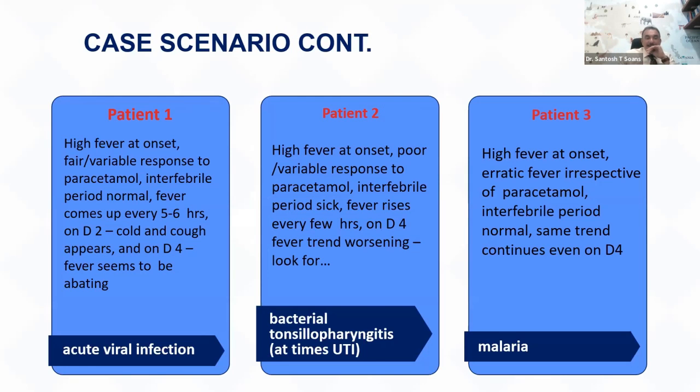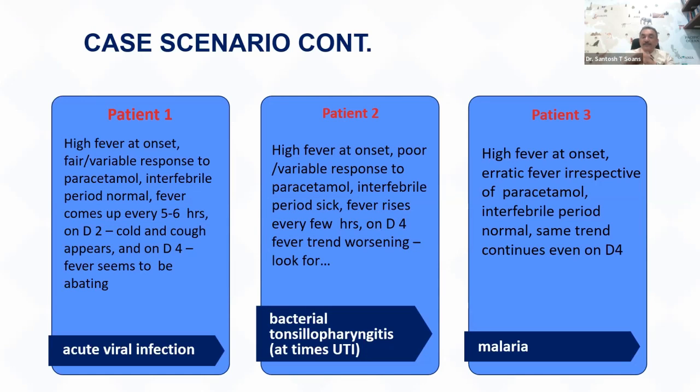The first patient had high fever at onset. There was a variable or good response to paracetamol. The interfebrile period was normal. The fever comes every 5 to 6 hours. On day 2, cough and cold started. And on day 4, the fever starts abating. This is a typical acute viral infection.